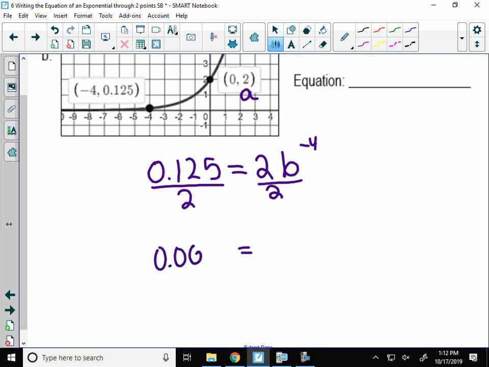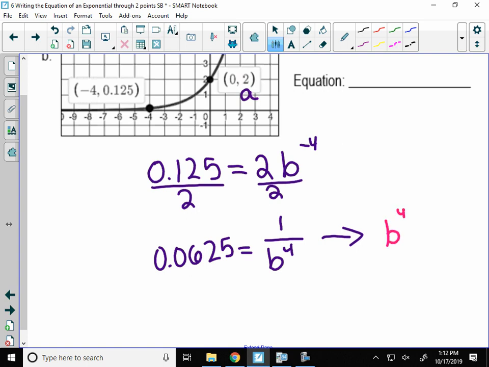0.0625. And then I'll rewrite b to the negative 4th as 1 over b to the 4th. All right, now, we can shortcut this, we said. How can I rewrite that? If I were to solve this, multiply by b to the 4th and divide, what would my actual thing be?